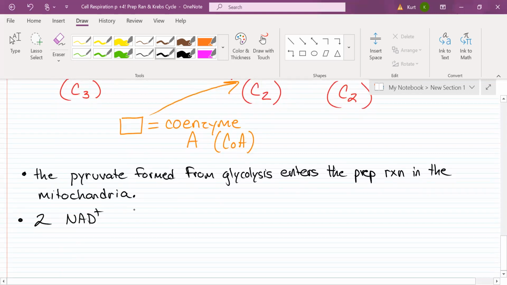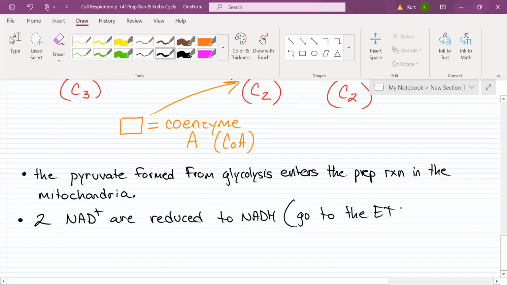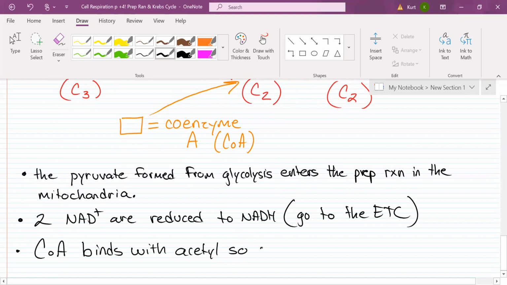Two NAD plus molecules are reduced to NADH, and they go to the electron transport chain. Then lastly, coenzyme A binds with acetyl, so it may proceed to the Krebs cycle.